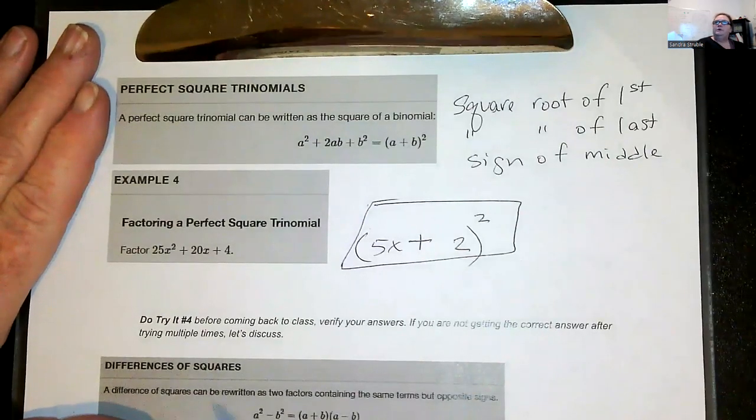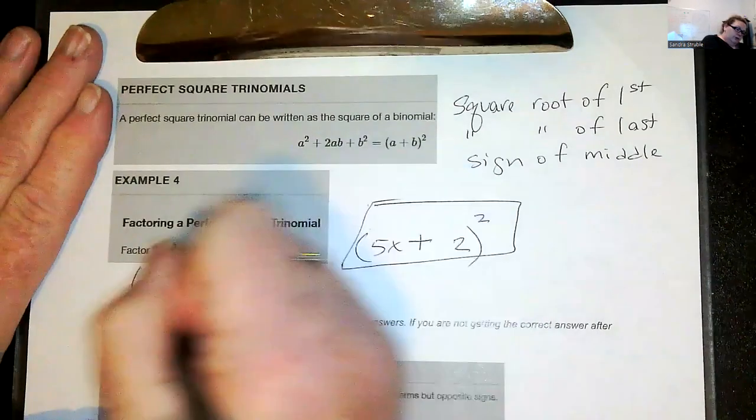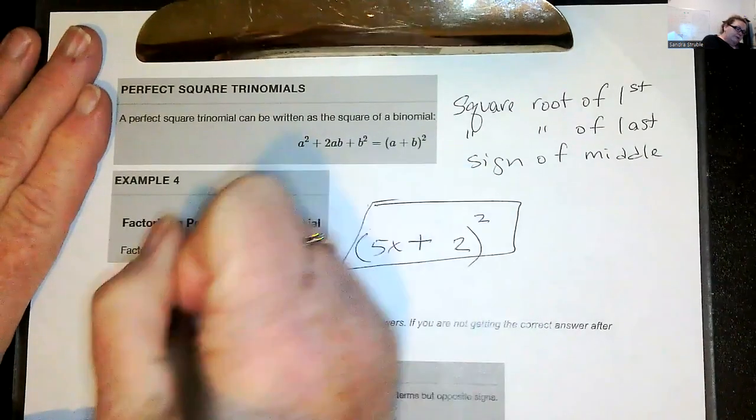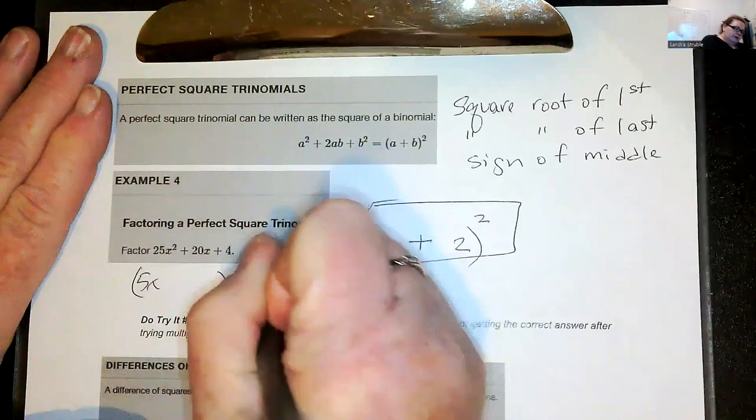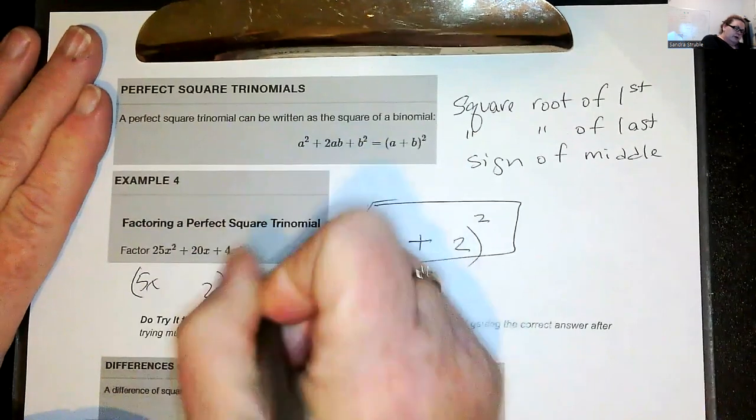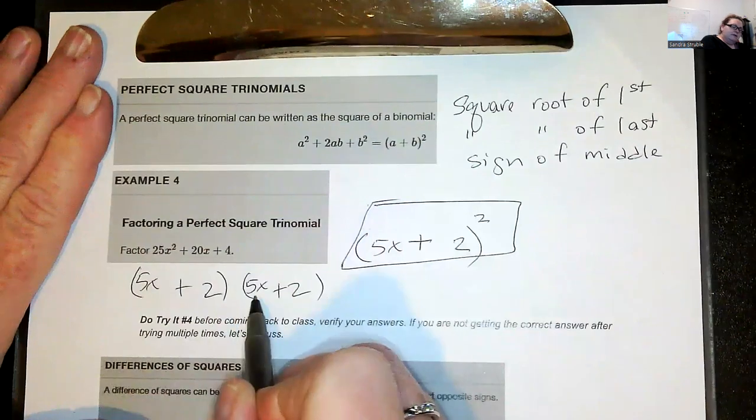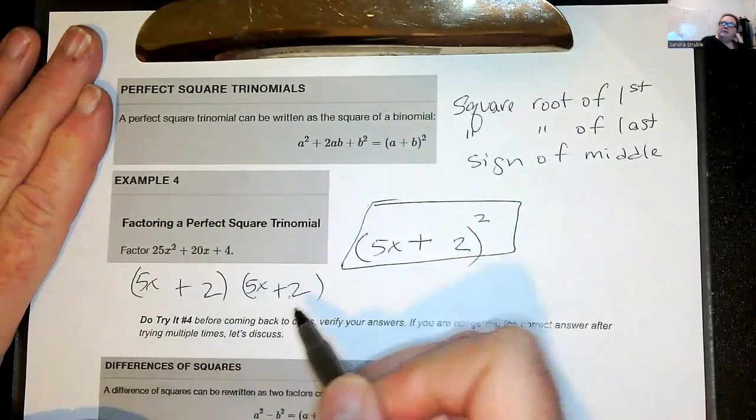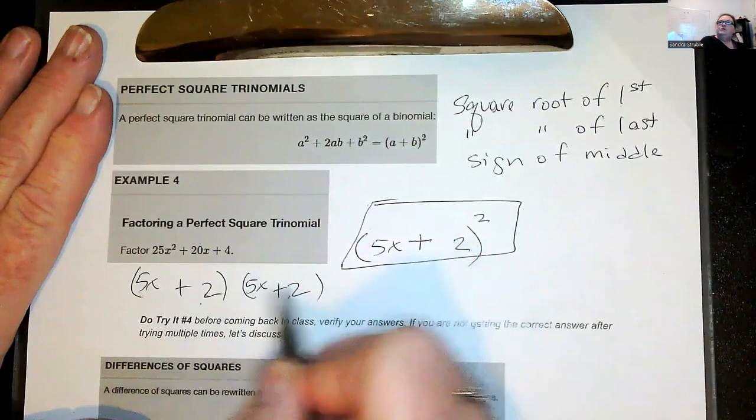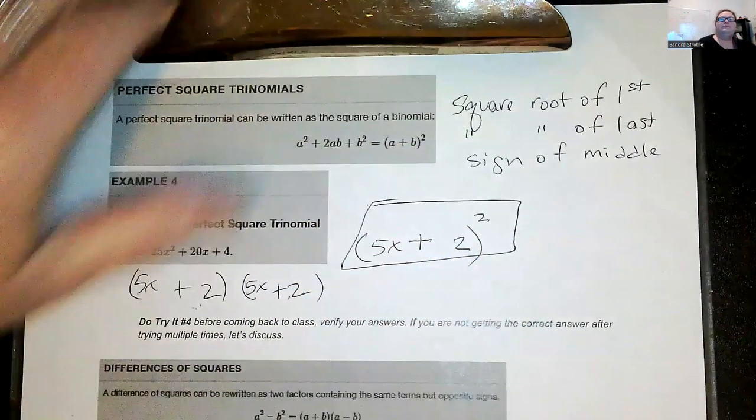But how do you know that that's what it actually comes out to? Unless they tell you. Well, let's break it down. 25 is 5x and 5x. 4 is 2 and 2. And then positive and positive, check it. 5 times 2 is 10. 5 times 2 is 10. 10 plus 10 is 20. So this shows us the perfect square as well.